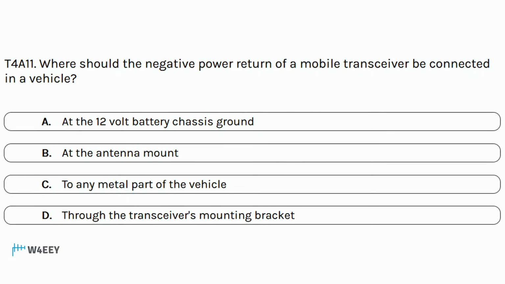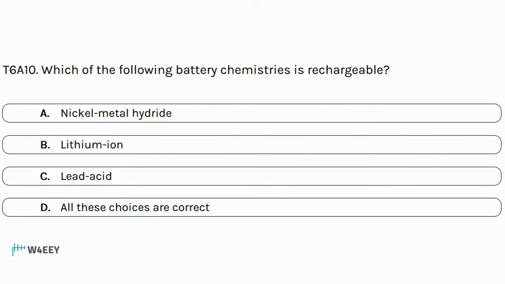All right, here we go. Where should the negative power return of a mobile transceiver be connected in a vehicle? Alpha. Yes, at the 12-volt battery chassis ground. And which of the following battery chemistries is rechargeable? B. Oh, B is true. D. Yeah, all of those can be recharged. Lead acid or nickel metal hydride, all is possible.